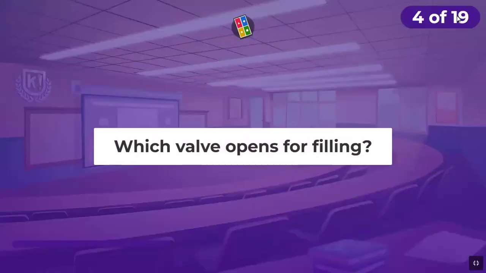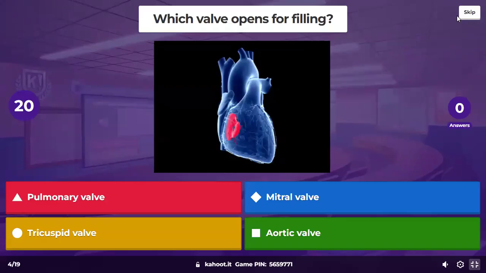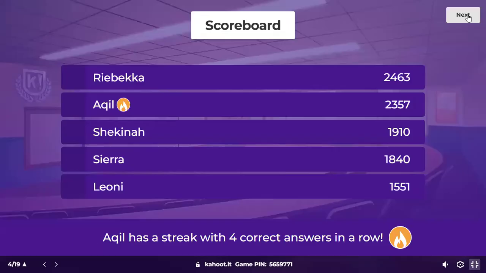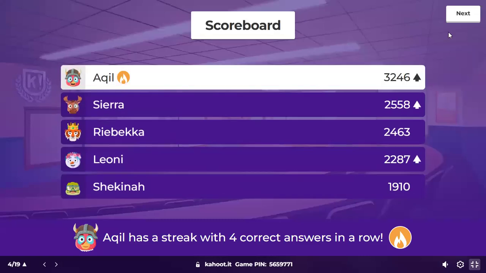Let's move on. Which valve opens for filling? Which valve opens for filling? Yeah, mitral valve. Let me see something. Yeah, mitral valve. It's not the tricuspid valve because the tricuspid valve is on the other side, right? So number 2 is correct. Very good, guys. Very good.